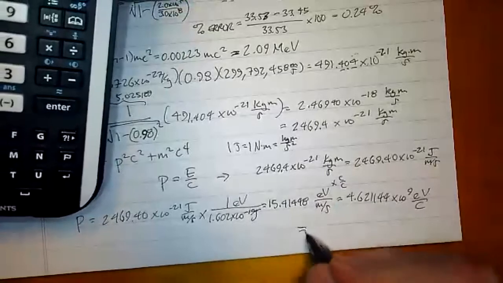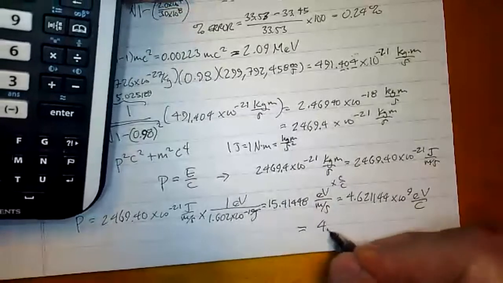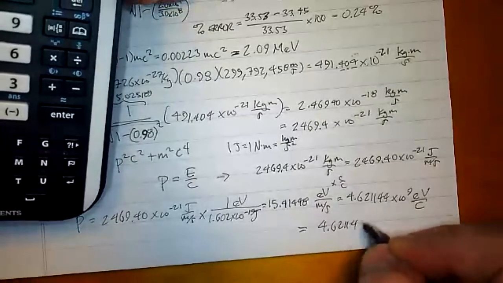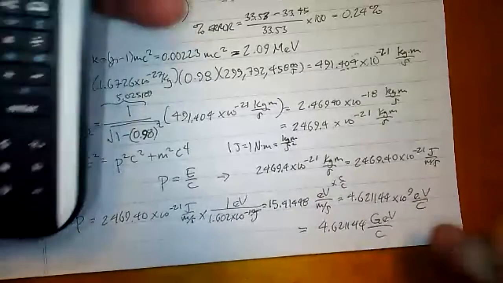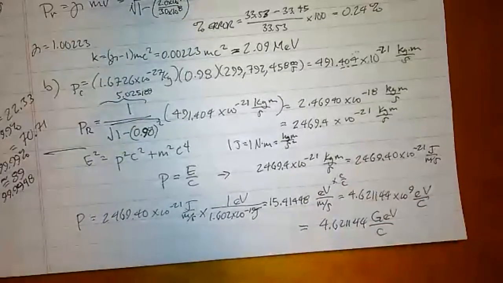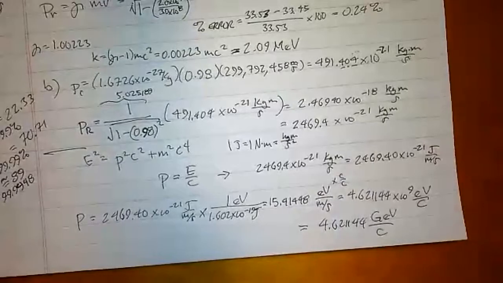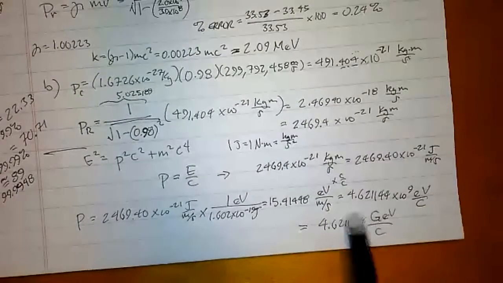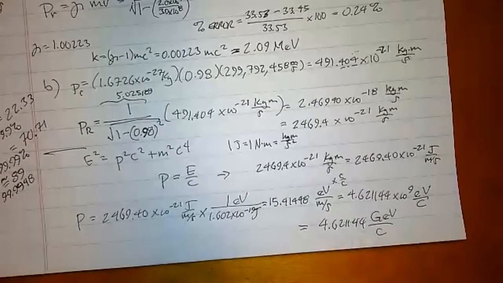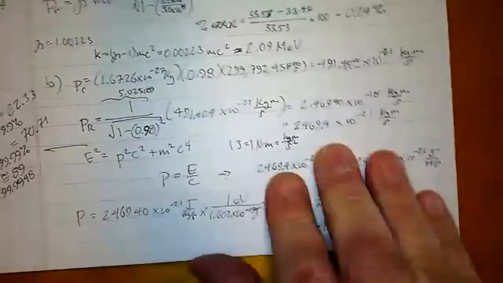So you can see this thing actually has 4.621144 giga electron volts per C. And that's the actual unit for momentum. So now you know how to do that as well. This is obviously at 98% of the speed of light. That's a huge amount of momentum. So that's why it came out so big, GeV per C. Any questions on that one?